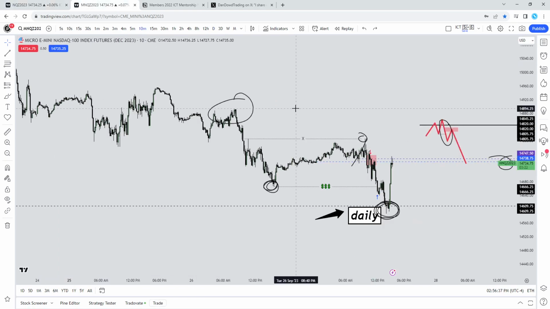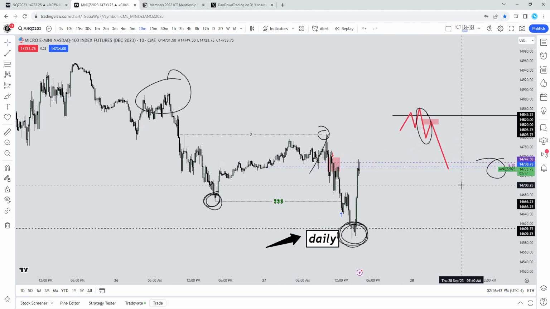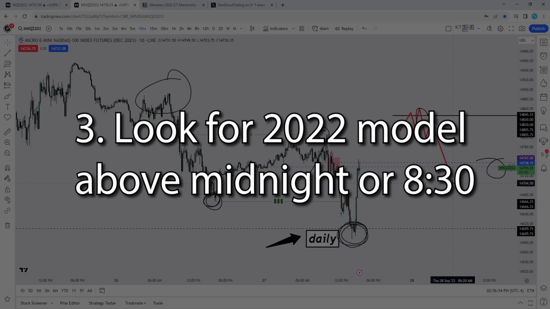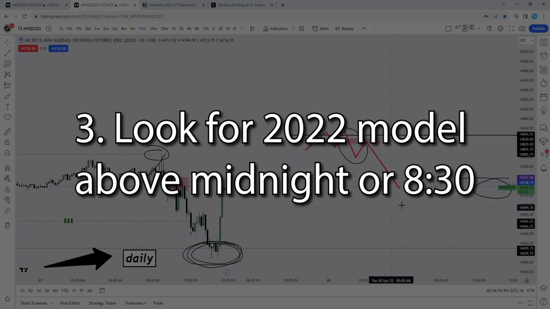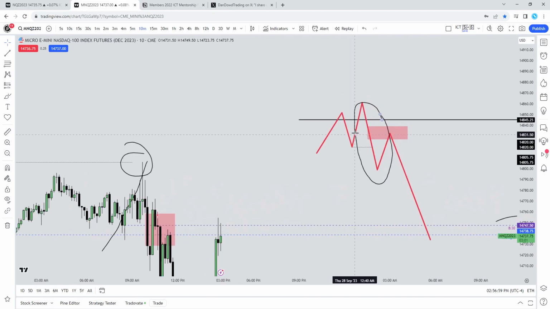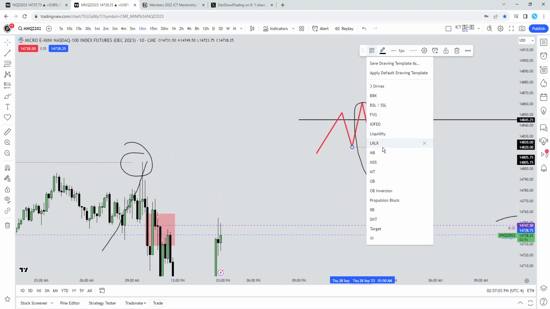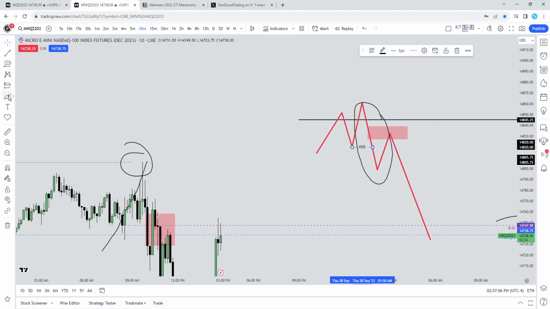Align yourself with daily bias, right? If there's a bearish daily bias, you look for a bearish power of three, which is accumulation, manipulation above midnight or 8:30, and then distribution towards the daily time frame bias target. Above midnight or 8:30 or in close proximity to it, you're going to be looking for this signature in price action, which is a 2022 model. A raid on buy side liquidity, a market structure shift to the downside with a fair value gap, and also there cannot be engineered liquidity above. That's the rule set right there.